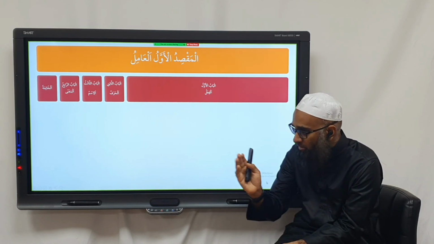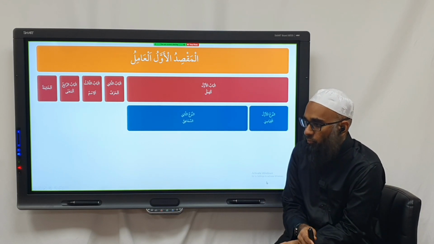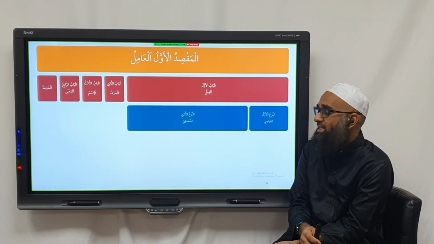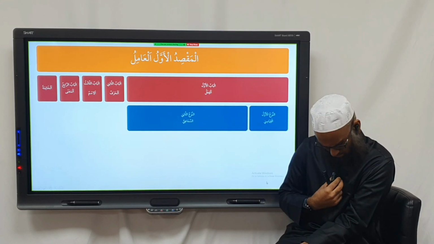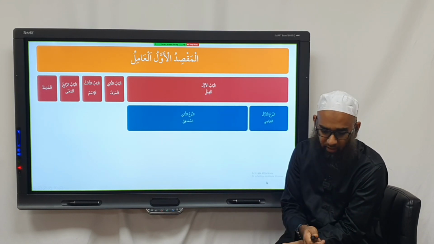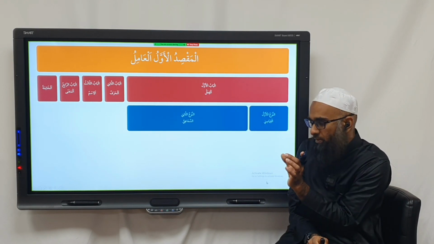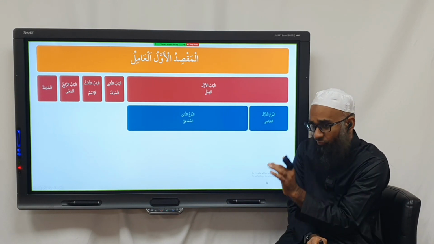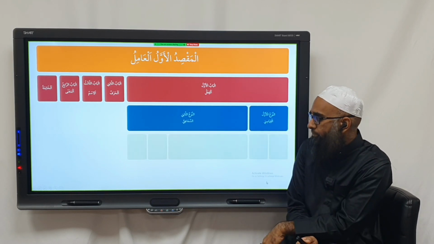Regarding Qiyasi, how many types are there? 2. Al-Fa'lul Lazim and Al-Fa'lul Muta'addi. Al-Fa'lul Lazim is what? Intransitive. It does not have a maf'ul bihi. And Al-Fa'lul Muta'addi has a maf'ul bihi. Apart from the maf'ul bihi, both of these verbs have one fa'il is marfu' and the rest is mansoob. But the Fa'l Lazim will not have a maf'ul bihi.